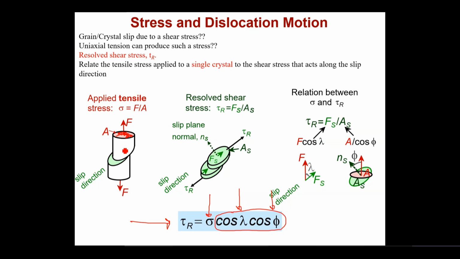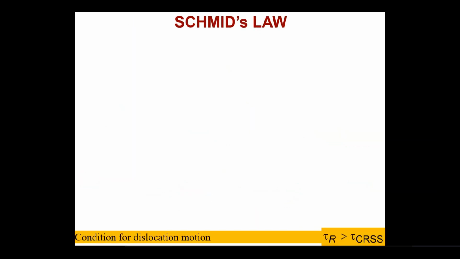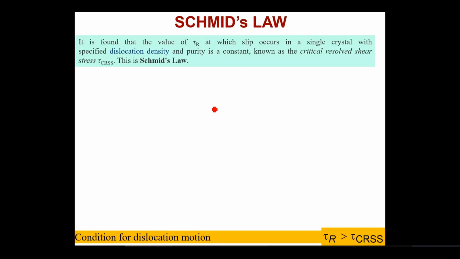Yes, sir. All right. Now let's look at Schmid's law. It says that it is found that the value of τR, the resolved shear stress, at which slip occurs in a single crystal with specified dislocation density and purity. Let's leave it for the moment. We'll try to understand it later on, but with these two constants, the resolved shear stress has a value which is known as critically resolved shear stress, τCRSS.